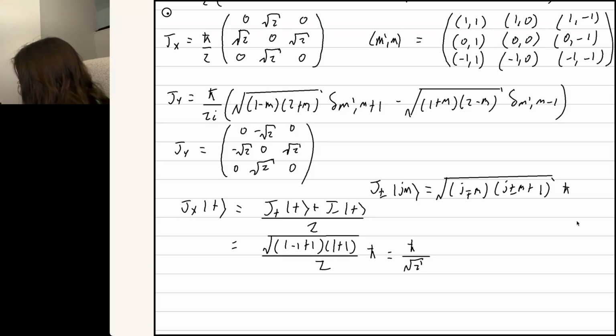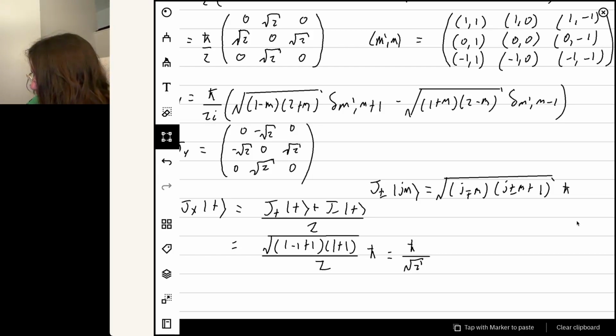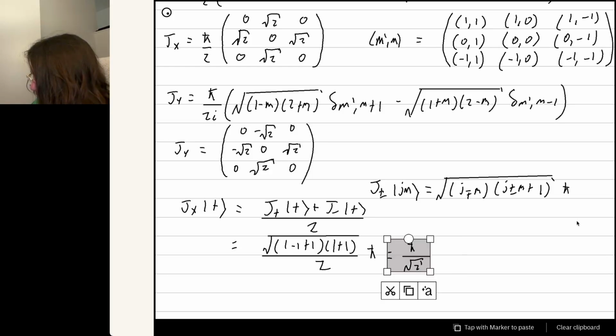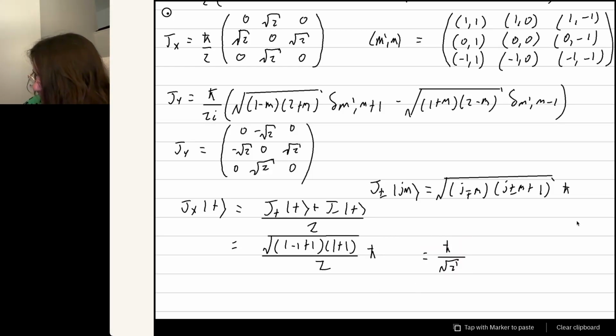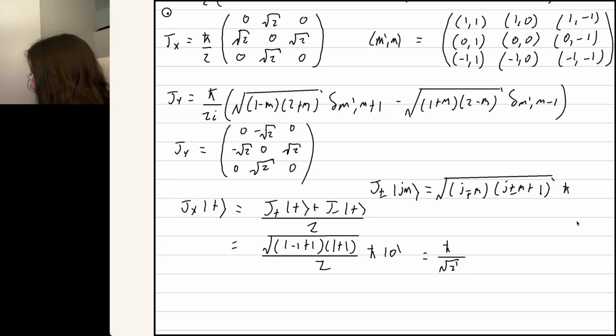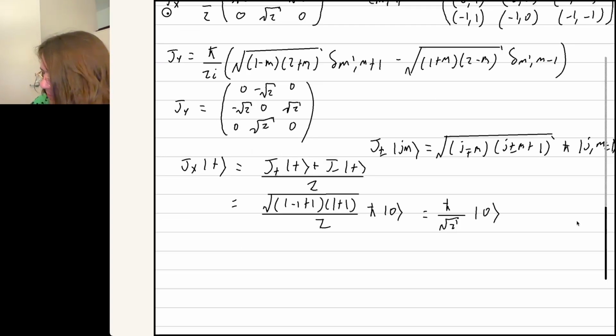And then the lowering operator actually lowers the state to ket 0, j m plus or minus 1. My bad.